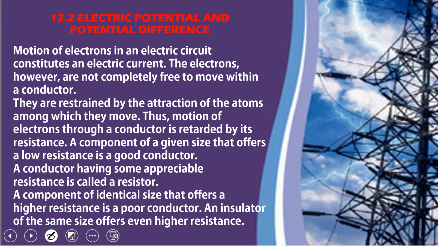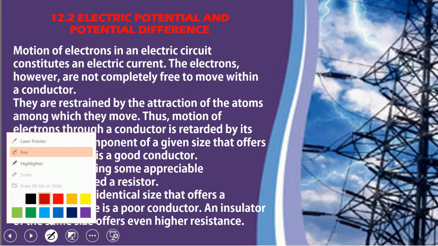They are restrained by the attraction of the atoms among which they move. That is what we see. Thus the motion of the electrons through a conductor is retarded by its resistance. Retarded means reduced; the motion is reduced. A component of a given size that offers a low resistance is a good conductor. That is very important.